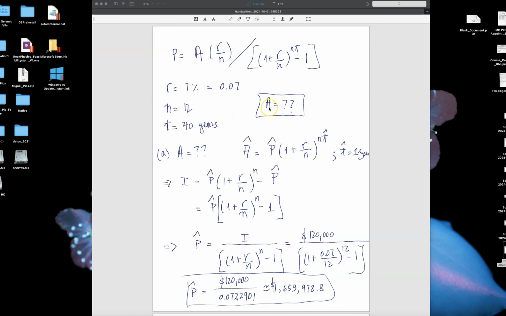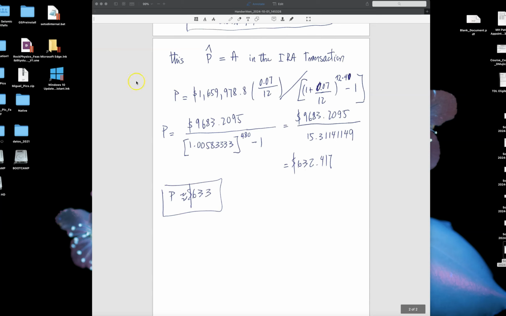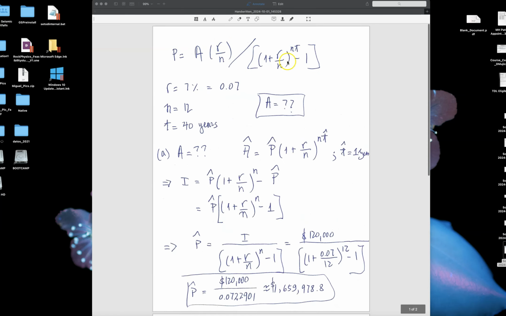So this is the number that I should use in here, and now I can compute my monthly payments. Be careful, this monthly payment has nothing to do with this P hat. Don't get confused. So P hat, which is equal to A in the IRA transaction, now I use this formula to compute the monthly payment in my IRA transaction.